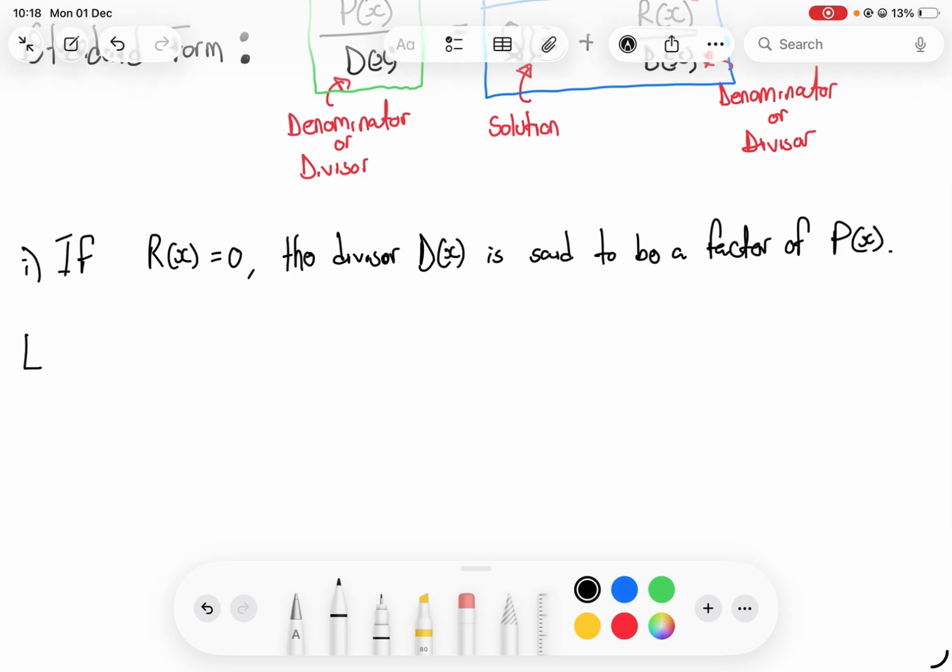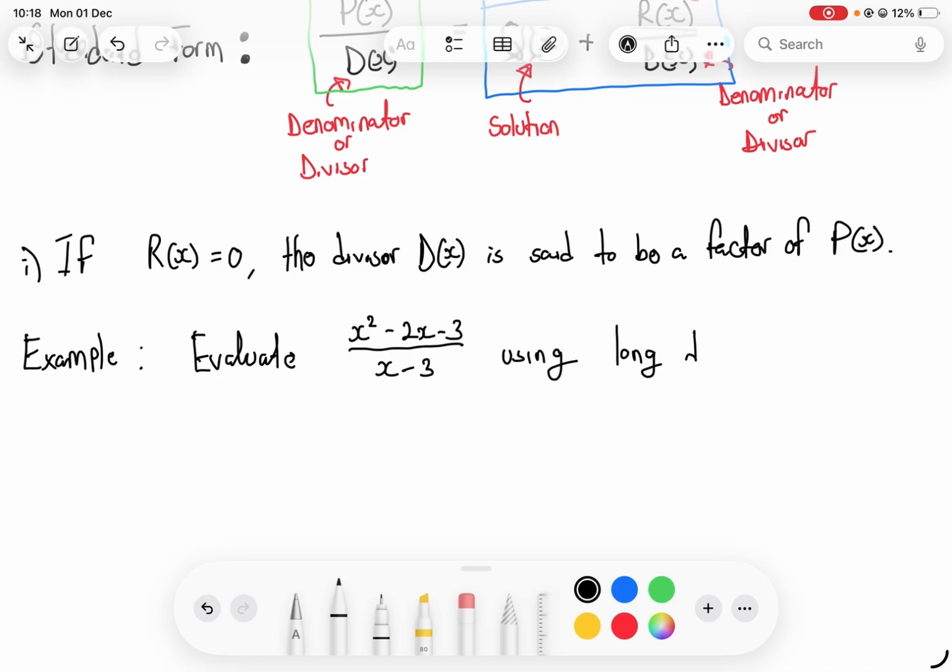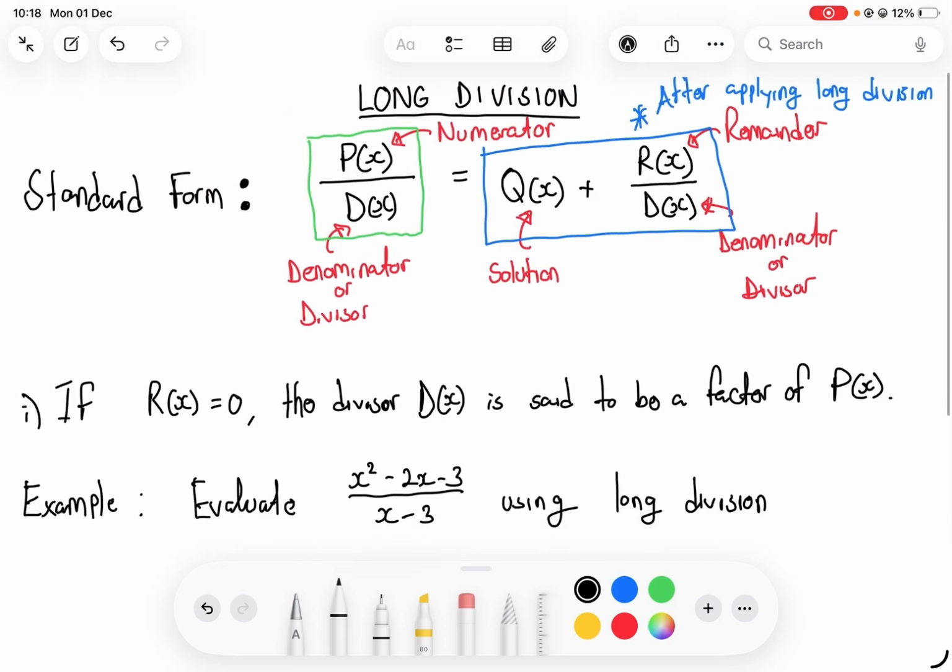So, example. Let's say you're given x squared. Let's say they say evaluate x squared minus 2x minus 3 over x minus 3 using long division. Okay.